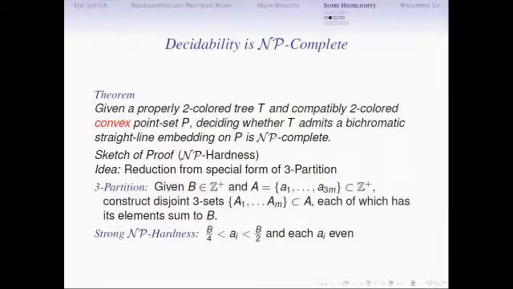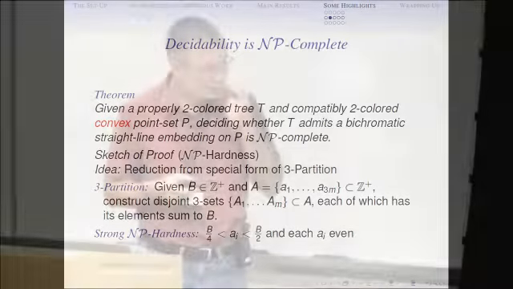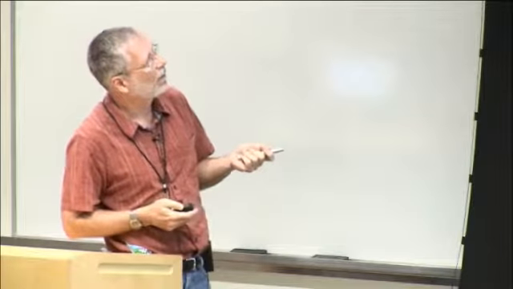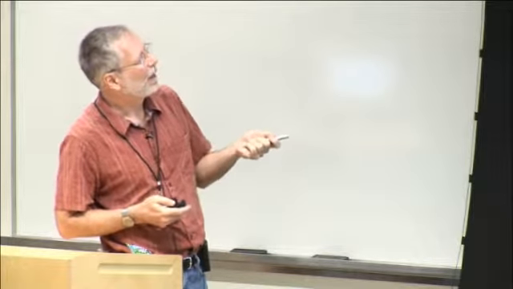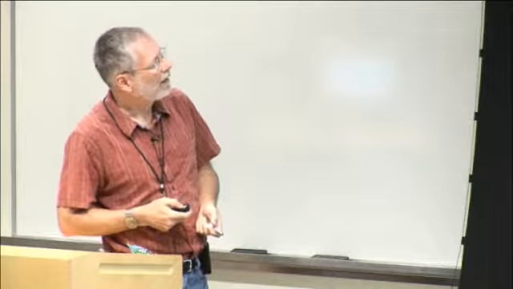Now, if you just drop the alternating constraint from the theorem, then all of a sudden it becomes a much harder problem. So properly two-colored tree, just a convex point set, it becomes difficult. And the idea here is that you're going to reduce the problem to a special form of three partition.